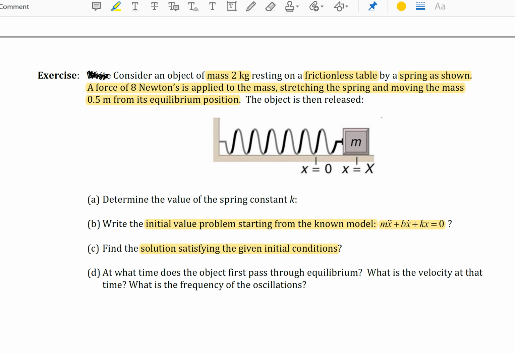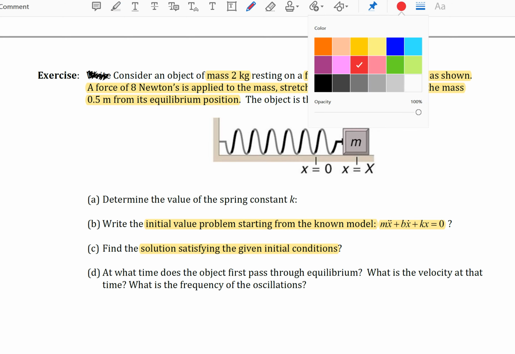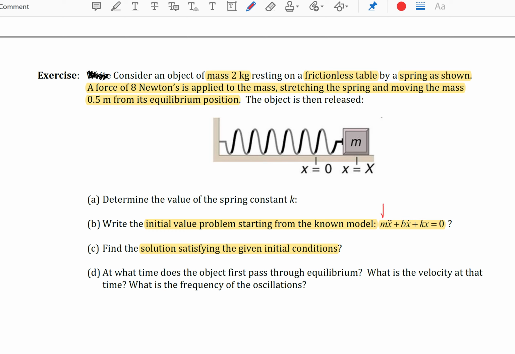Now, what I'm noticing right away is that they did give us the mass. We got the mass of 2 kilograms. Check. They did tell us it's a frictionless table, which means that there's no damping, which means this has to be 0. But what they did not tell us in this problem is what our spring coefficient is. So let's go find this information before we get started.